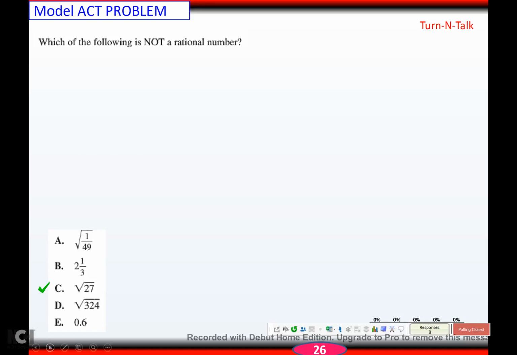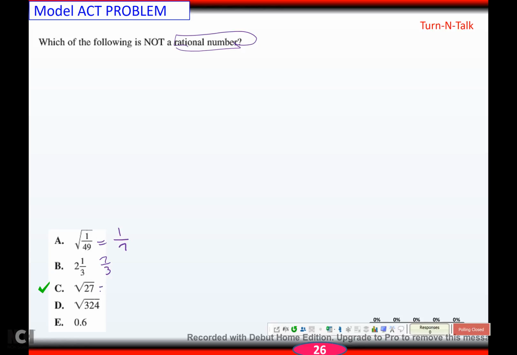And hopefully you got C. So it says, which of the following is not a rational number? A rational number is any number that can be written in the form of a fraction. Well, the square root of 1 is 1, the square root of 49 is 7. I can write that in the form of a fraction, so yes, it's rational. 2 1/3, again, I can write as a fraction. That's going to be 6 plus 1 is 7/3.